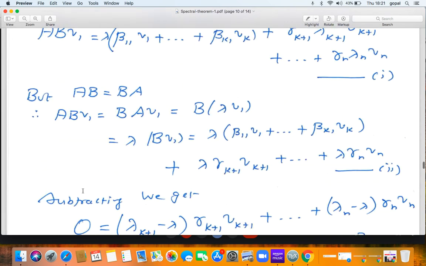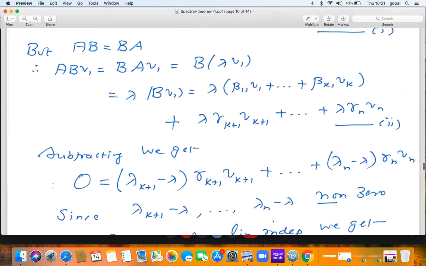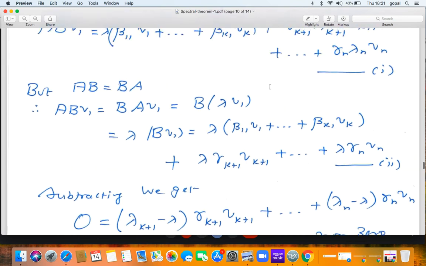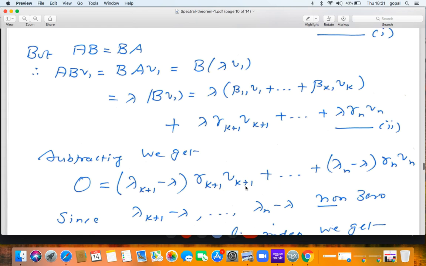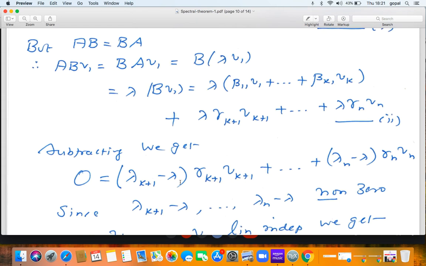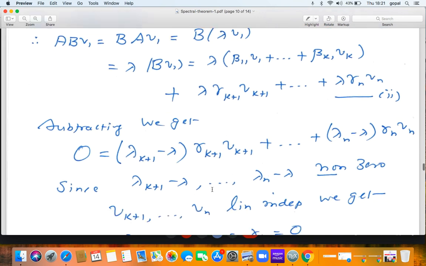The left hand side, ABV1, is the same as BAV1. So subtract, we get 0 equal to, the parenthesis terms go away, lambda k plus 1 minus lambda, gamma k plus 1, vk plus 1, plus ... lambda n minus lambda, gamma n vn. But remember that lambda was different from lambda k plus 1, lambda k plus 2, ..., lambda n. So these differences of these lambdas are all non-zero.